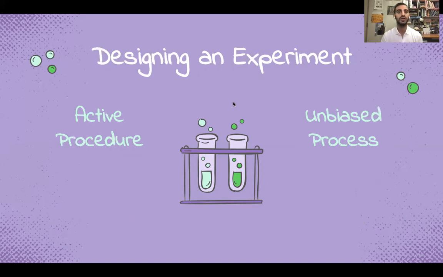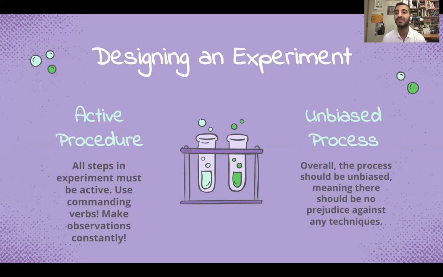Cool. Designing an experiment. An experiment must have an active procedure. Do this, pour this, drink this, or try this, write this down, time this. These are all active verbs that are not passive. Even things like watch, or rest, or leave the thing for an hour. These are all active steps in a procedure. You never ever want to use passive voice. Again, I'm a science teacher, I'm not an English teacher. So the best way I can explain this is use commanding verbs.